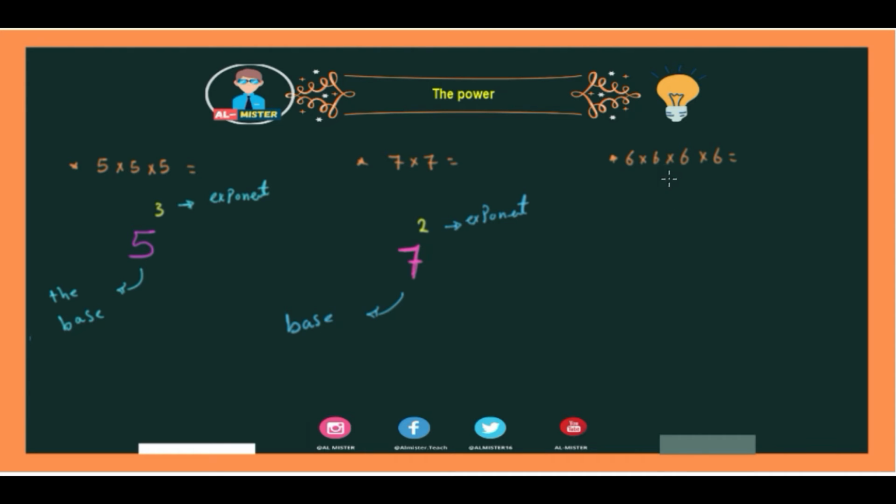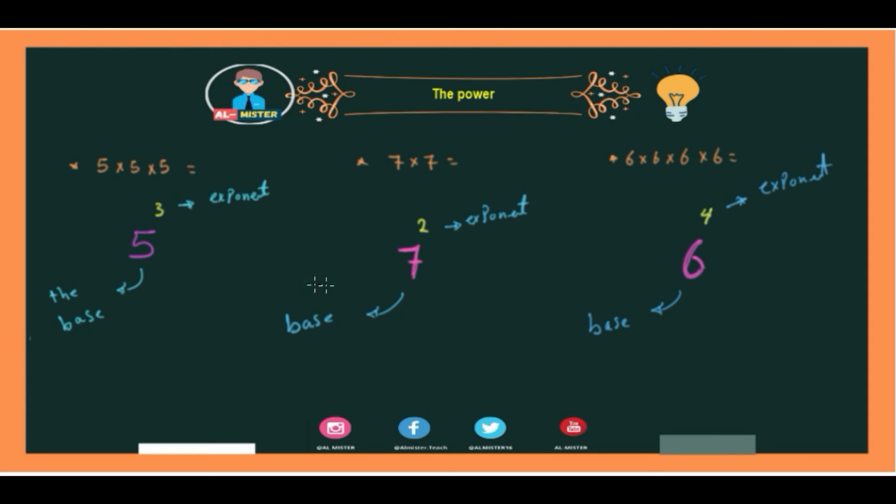In the third example we have 6 multiplied by 6 multiplied by 6, 4 times. So to express this repeated multiplication using the power expression, we just need to write 6 like that. And how many times is 6 repeated? It's repeated 4 times, and we call the 6 the base, so that's the base, and the exponent here is the number 4.